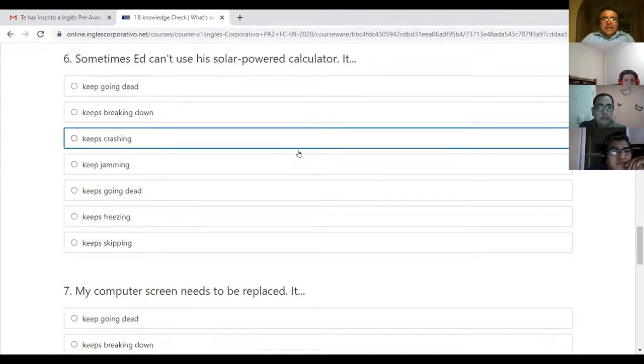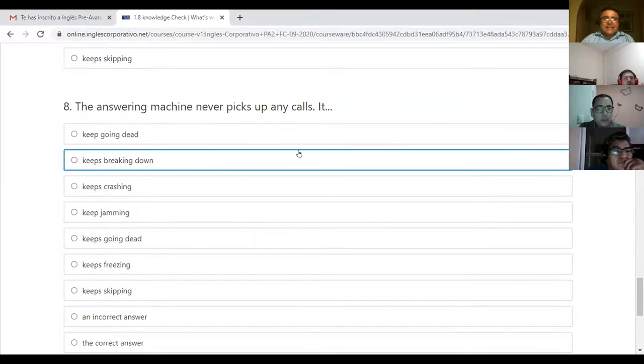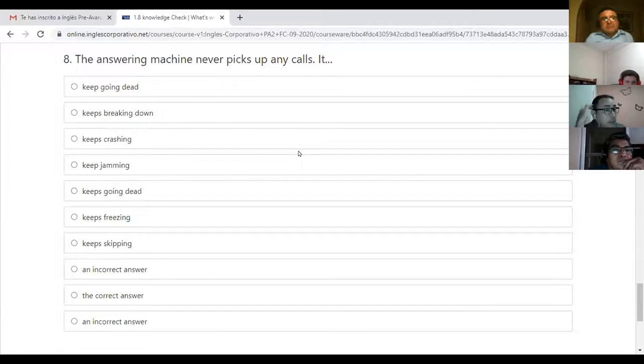All right. And number seven, my computer screen needs to be replaced. It keeps freezing. Exactly. And number eight, the answering machine never picks up any calls. It keeps breaking down. Sure. Keeps crashing. Keeps jamming. So there are different problems that an answering machine can give you.